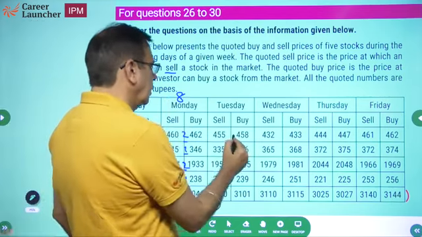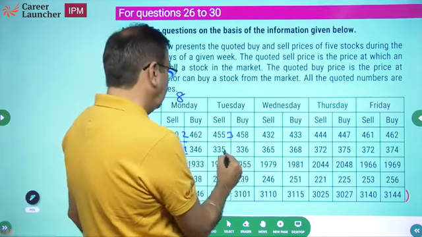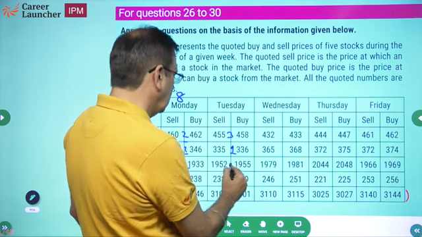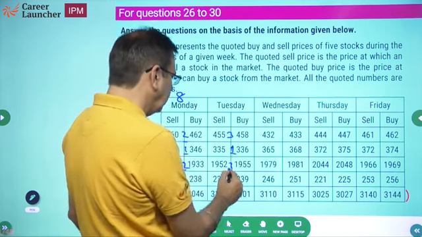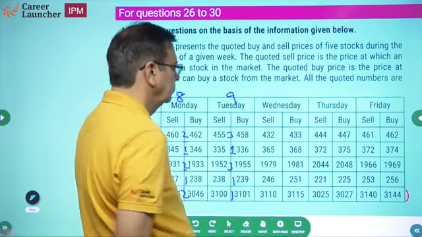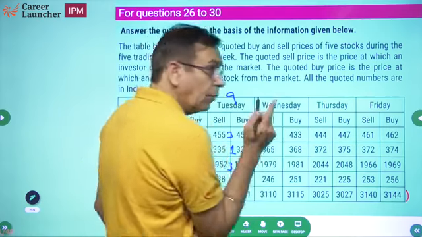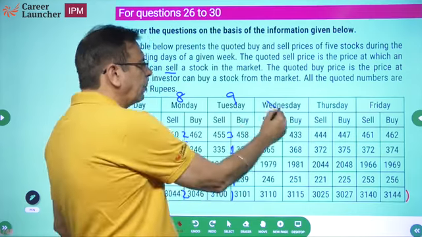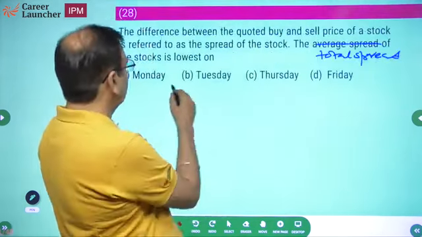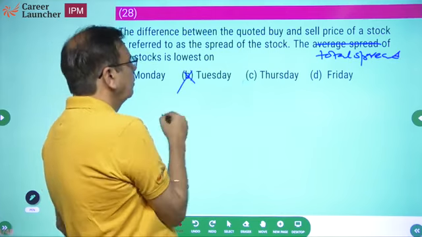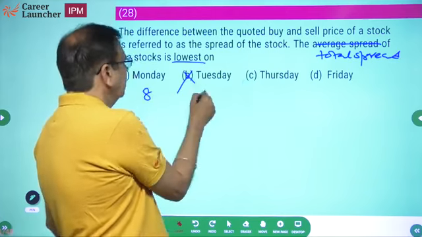Tuesday, 3, 1, 3, 1, 1, 3, 4, 5, 6, 7, 8, 9. We are looking for the lowest. Wednesday is not a part of the answer. If you just go back to the question, it's Monday, Tuesday, Thursday, Friday. We are looking for lowest. This is 8, this is 9.